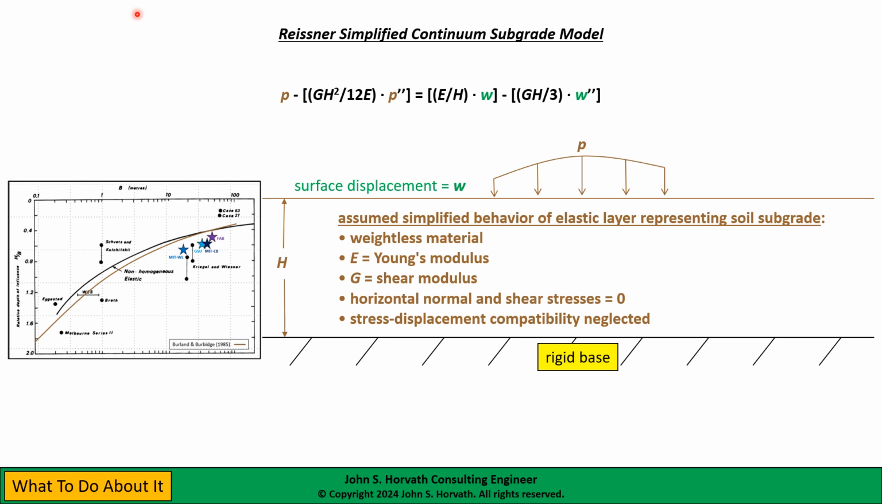So the simplified continuum model, for example, here's the differential equation governing this model. We can come up with the necessary properties, Young's modulus, shear modulus, things like that, from site characterization. There are ways to come up with the fictitious thickness, H, of this elastic layer. I'm not going to go into them here. I go into that in great detail in my monograph on subgrade modeling. In fact, I lead you through it step by step.